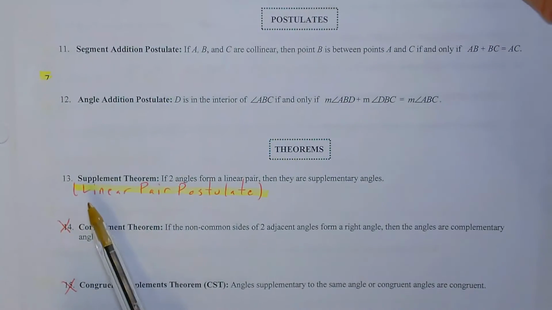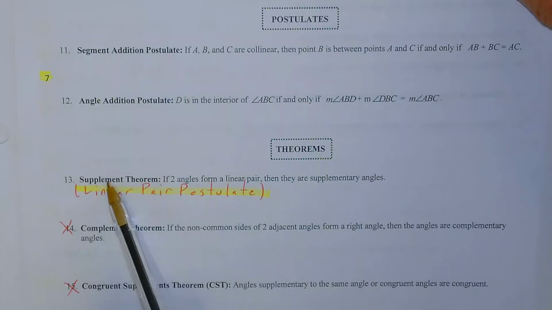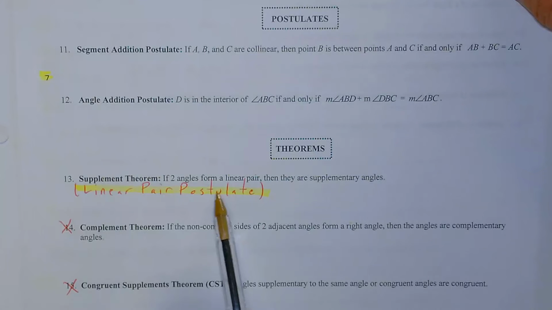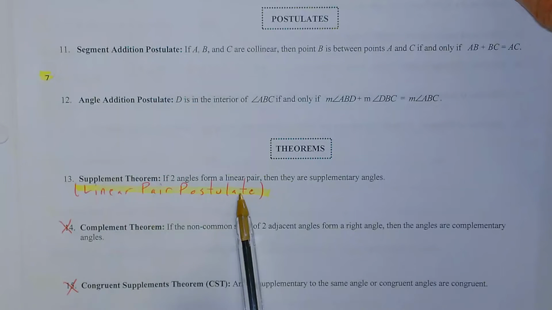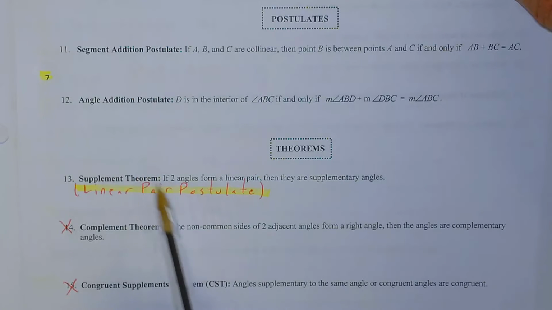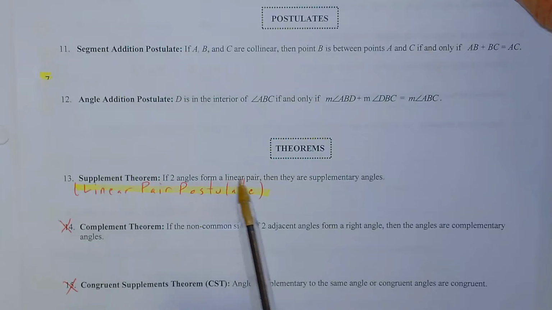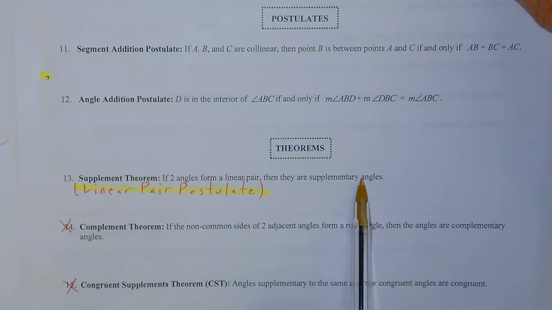So I want you to go to the front of this and go to number 13. In our book, it's called the supplement theorem. In some books, it's called linear pair postulate. So if you are a virtual student, write in linear pair postulate so that you have that, and that way you can use both and you'll see both on these worksheets. Okay, let's read it. If two angles form a linear pair, then they are supplementary.